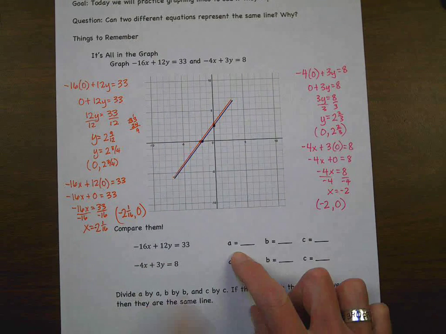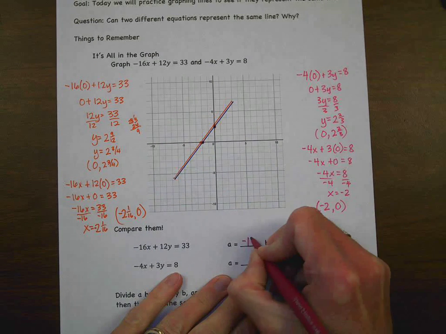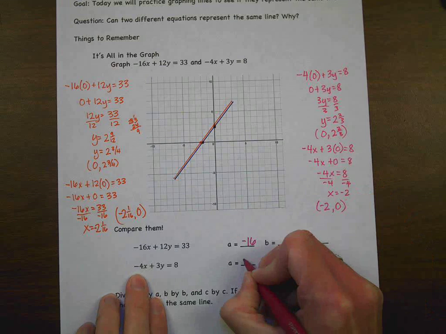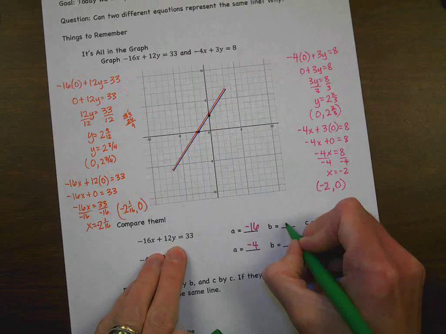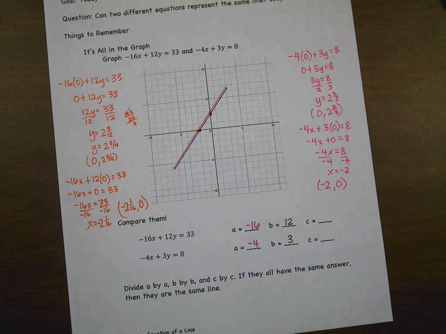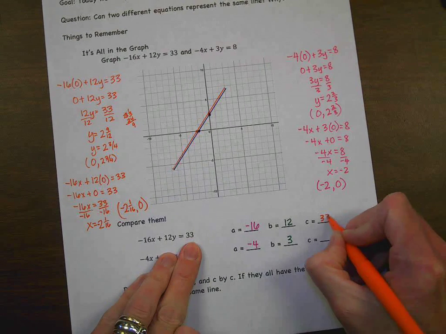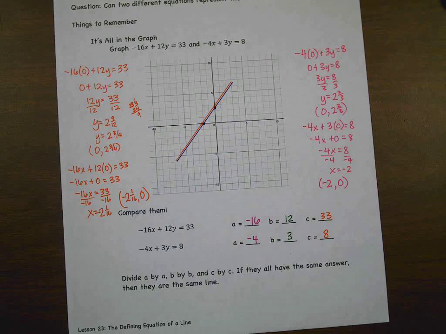And so if we're looking at this, the a in this one would be negative 16, right? The a on this one would be negative 4. The b on this one is 12, and the b on this one is 3. And then the c on this one is 33, and the c on this one is 8.